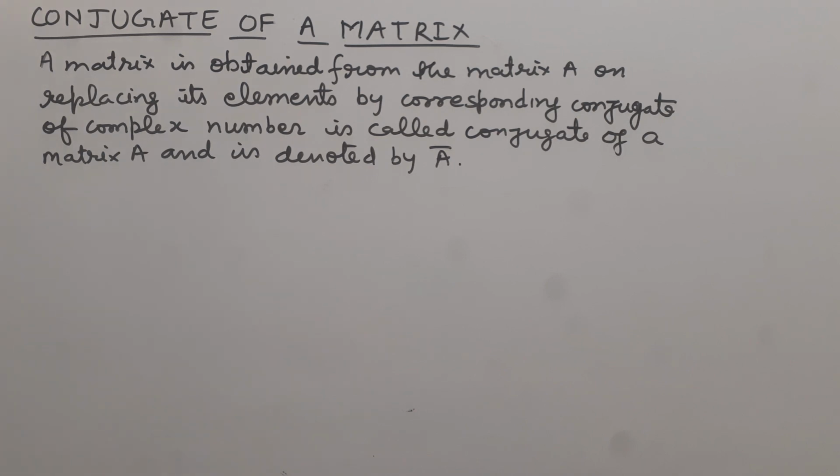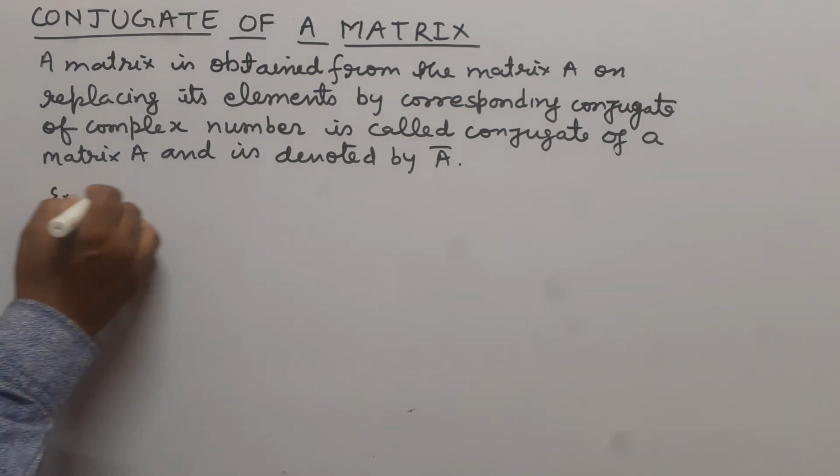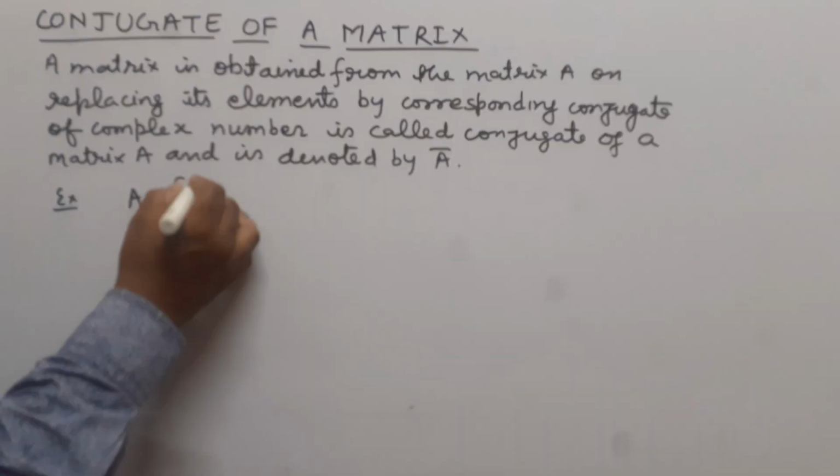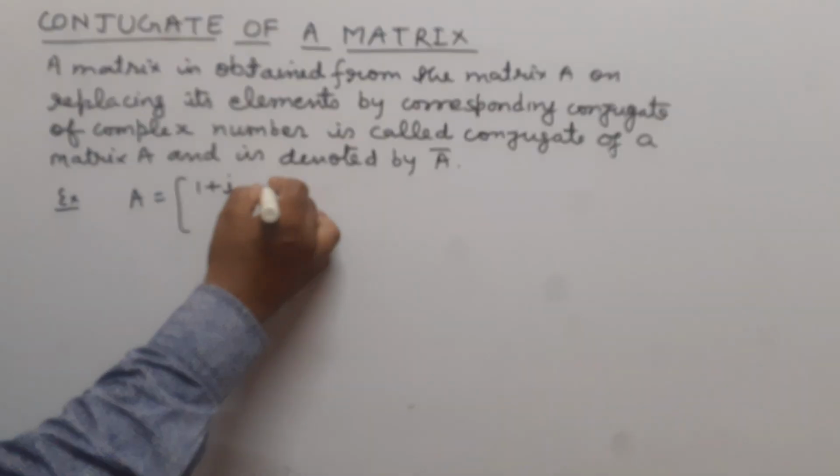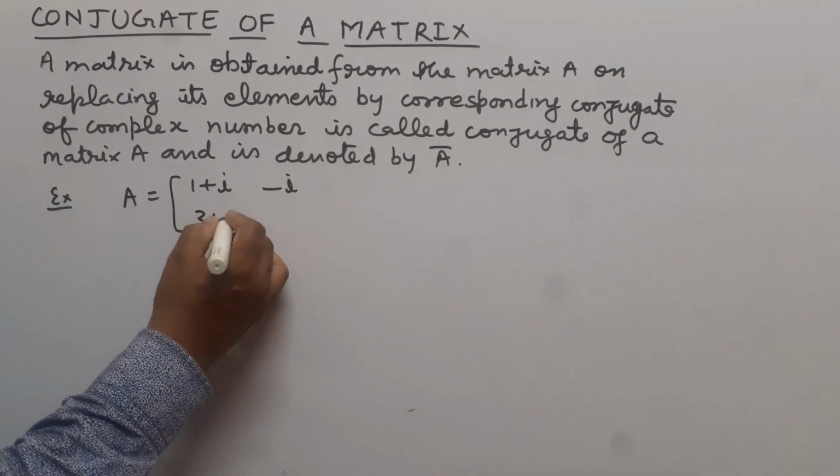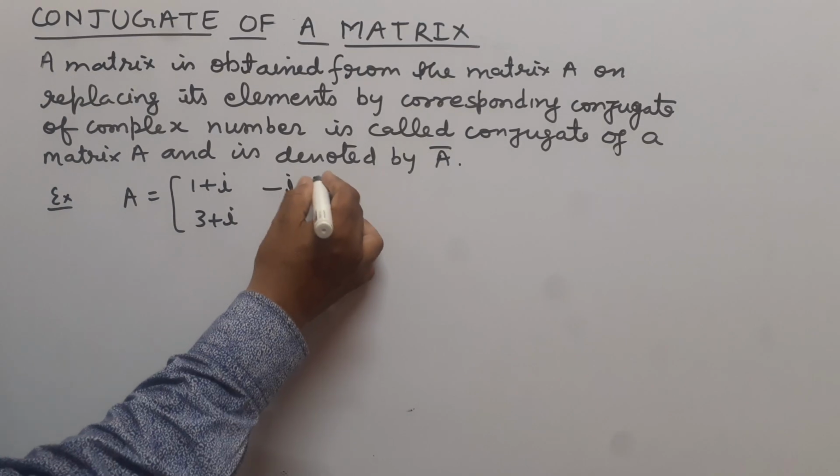Here, when we find a matrix from a matrix A by replacing its elements by the corresponding conjugate complex numbers, it is called the conjugate of that matrix A. Suppose, for example, we take a matrix A: 1 plus i, minus i, 3 plus i and 3.